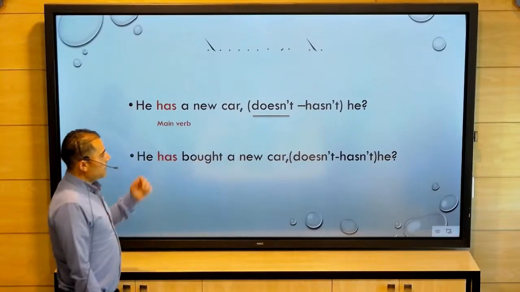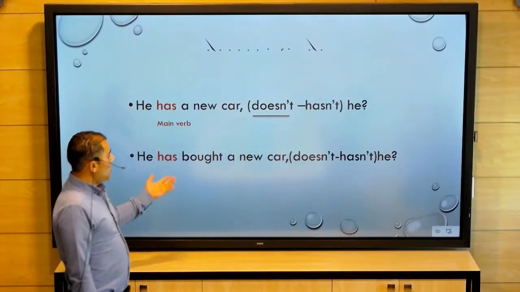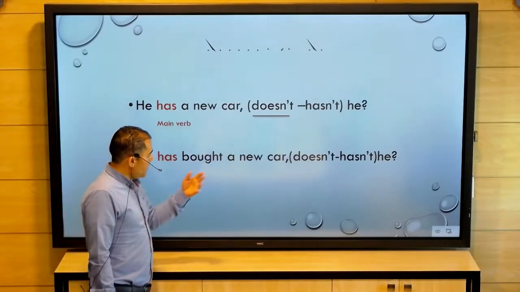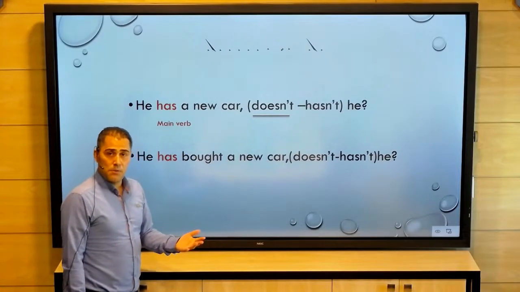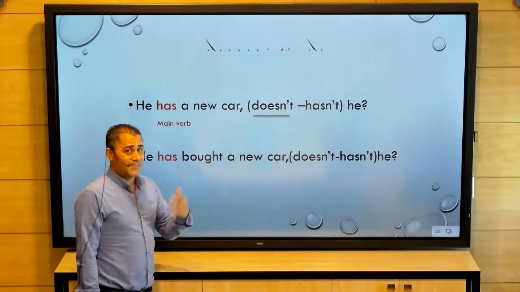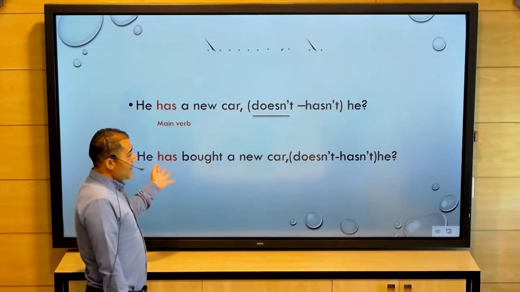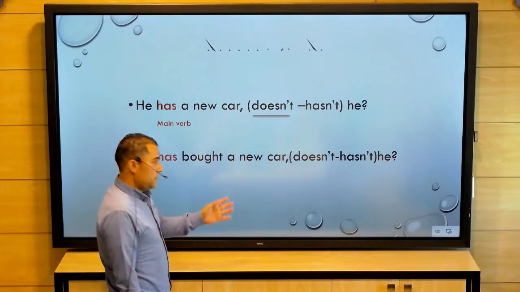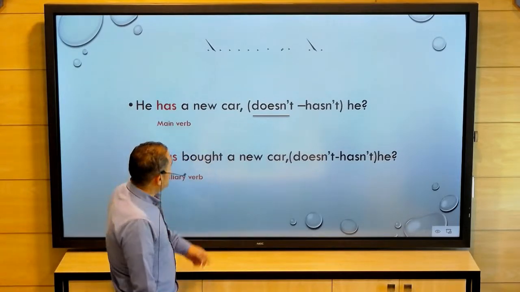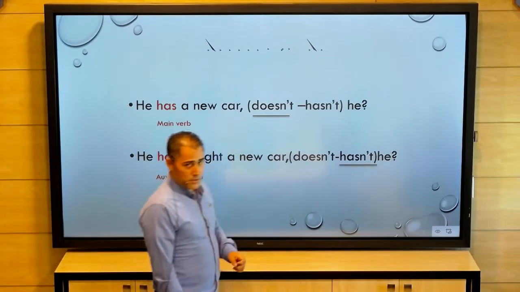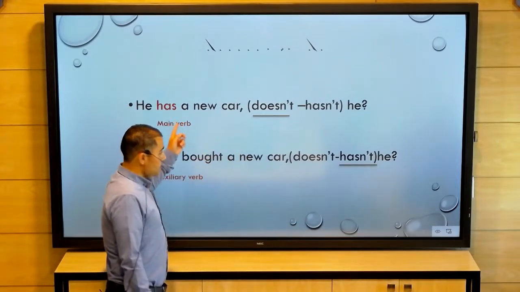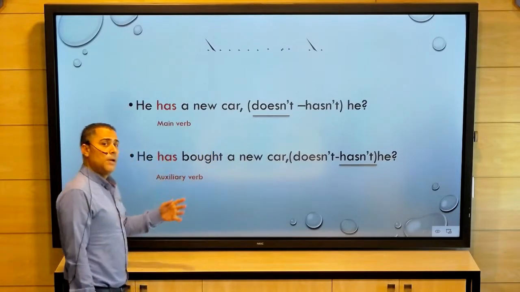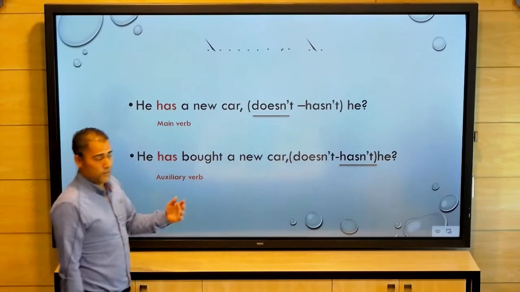He has bought a new car. Here, has is not a main verb, it's an auxiliary. Why? Because it's followed by a verb in the past participle. It's a present perfect tense, not a present simple tense. So here has is an auxiliary verb. We have to treat it as an auxiliary, not as a main verb. We will go with the hasn't he, not doesn't. So notice the difference. Here has is a main verb. It's the only verb in the sentence. Here it's an auxiliary verb. It's followed by a past participle verb.